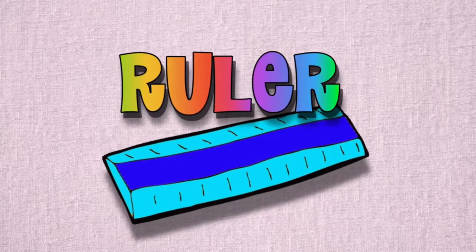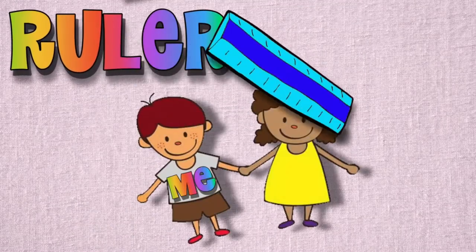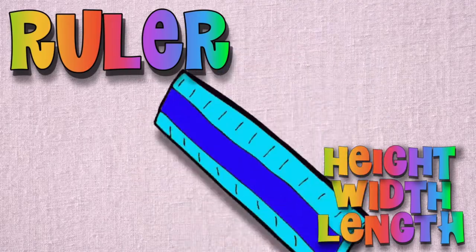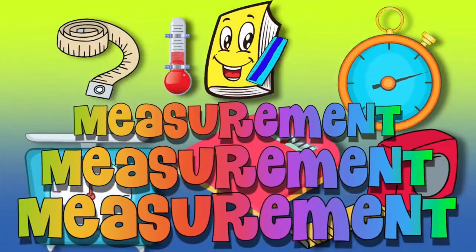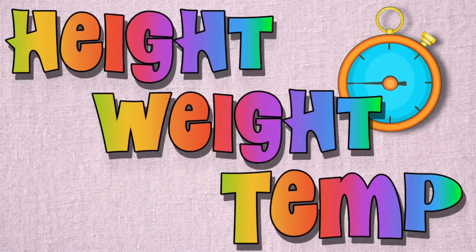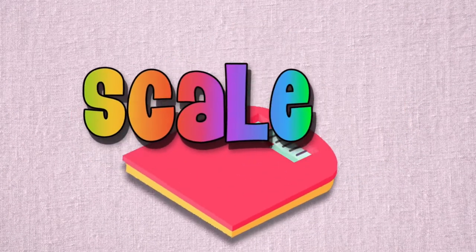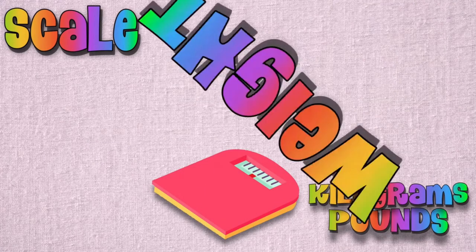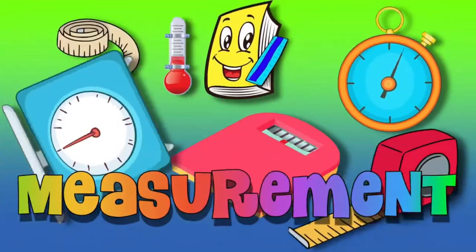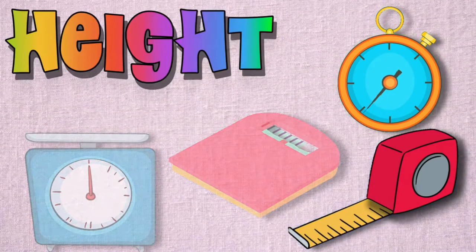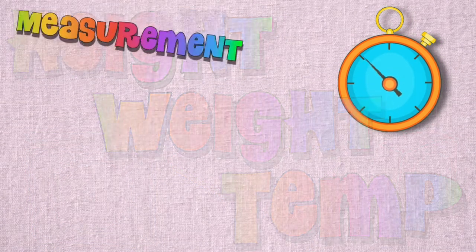My new ruler is bright blue. He measures me and he measures you. Measures length and width and height. My super ruler is alright. Measurement is fun for me. Just come and try and then you'll see. Find the height or weight or temp. My favorite thing is measurement. I got a scale to stand on. And it weighs that, and it weighs more. It tells me pounds or kilograms. It tells my weight is just so grand. Measurement is fun for me. Just come and try and then you'll see. Find the height or weight or temp. My favorite thing is measurement.